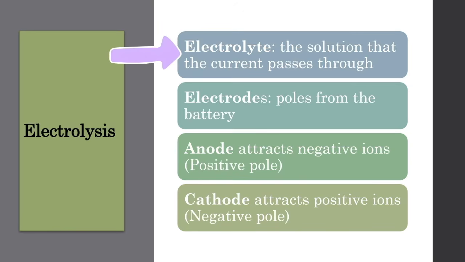An electrolyte is the solution that a current will pass through in order to break the compound into elements. Electrodes are the poles that come from the battery that are placed in the electrolyte to allow the current to pass through the solution. One electrode will be called the anode, and that attracts the negative ions, so we call it the positive pole, and the cathode will attract the positive ions, so it is counted as the negative pole.